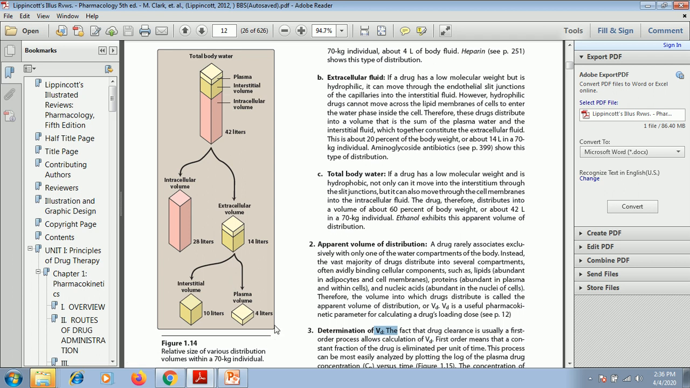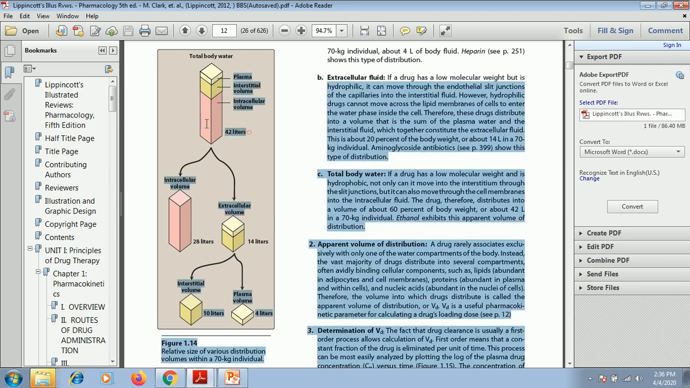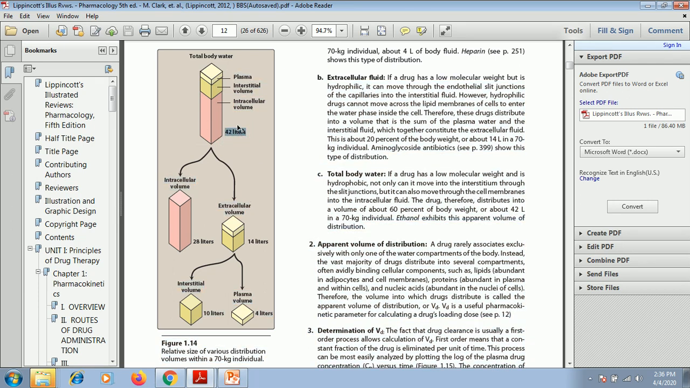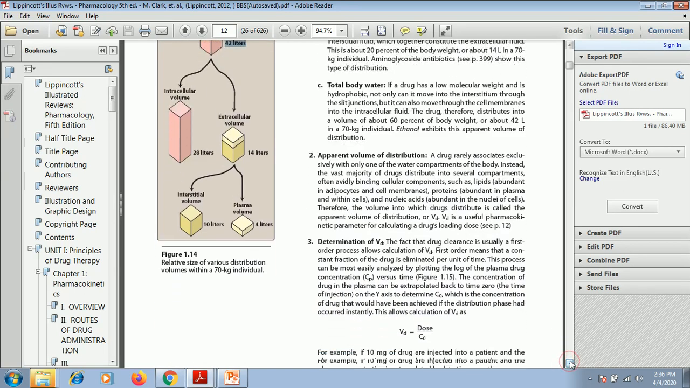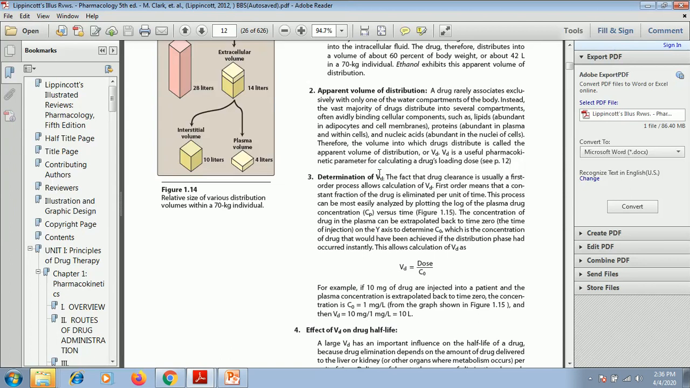But if the drug confines itself to the plasma, for example you administered 100 mg and the whole 100 mg distributes itself in 4 liters within the plasma, it will take less time to go to the kidneys. While if the 100 mg distributes itself into 42 liters, it will take more time to get excreted. So half-life can be determined by VD, and VD can be determined by this formula: VD is equal to dose over plasma concentration.